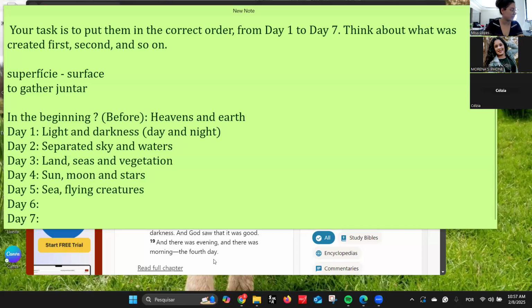Am I missing anything? Day 6. God creates land animals and humans in God's image. Yeah, in his image. Land animals and humans. Okay, that's cool. And what happened on day 7? God rests after finishing his work of creation. God rested. Okay, so that's really interesting.